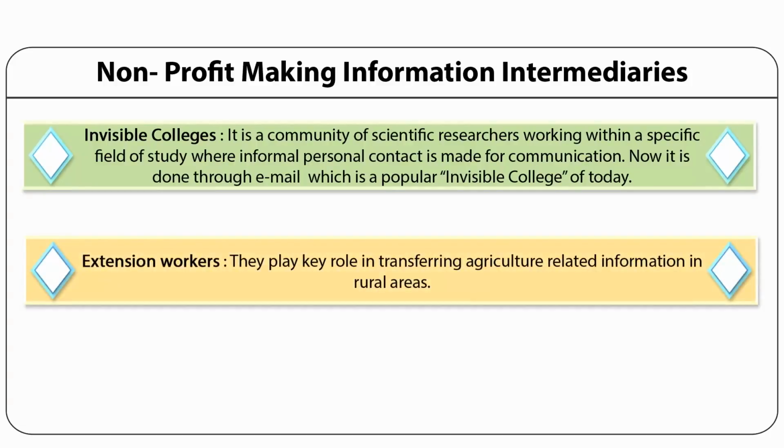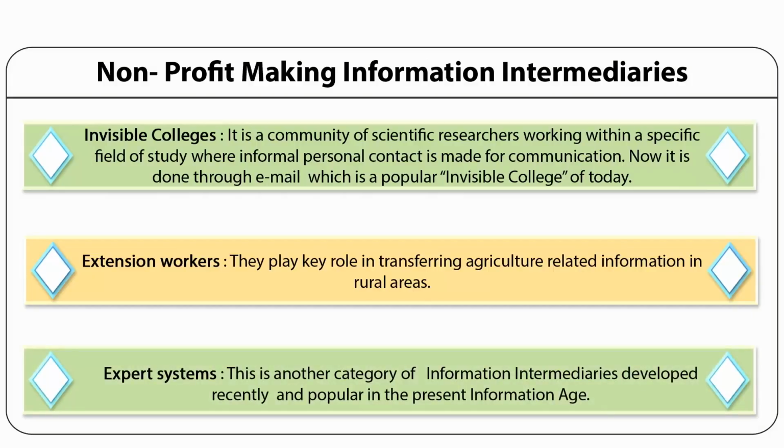Extension workers. They play a key role in transferring agriculture-related information in rural areas. They also provide significant information regarding improved seeds, manure, fertilizers, type of soil, how to market their products, etc., to the farming community. Expert systems is yet another type of non-profit making information intermediaries. This category of information intermediaries has been recently developed and it has become popular very quickly in the present information age.